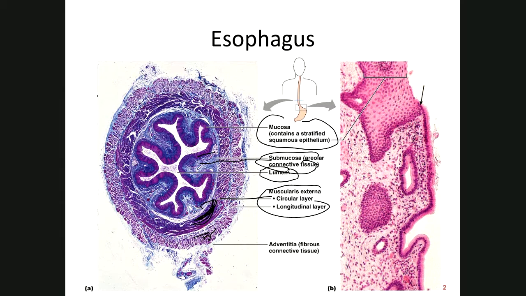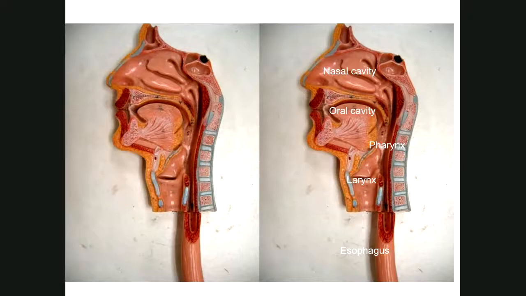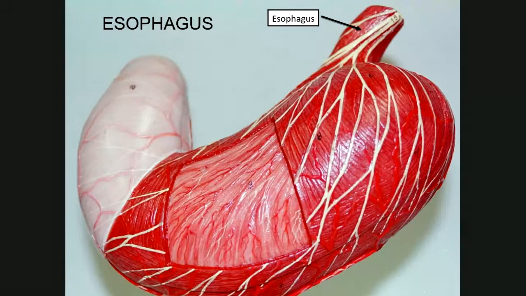And then, instead of the serosa, we have this adventitia. So there is no serosa around the esophagus. But we still have 4 layers. And if we follow the esophagus down, remember it's going to pass through the diaphragm and we're going to get to the stomach. So there's the bottom end of the esophagus where it attaches to the stomach.